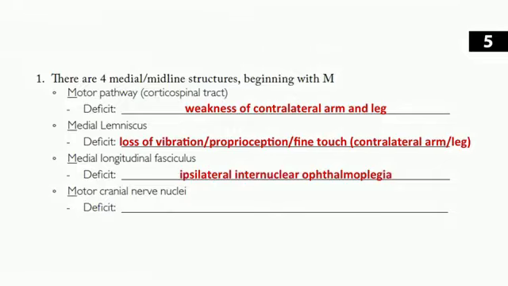And then the last medial structures are the motor cranial nerve nuclei. So this is where the 4th rule comes in. So which motor cranial nerve nuclei are located medially? Again, it's the ones that divide into 12. Cranial nerves 3, 4, 6, and 12. So a lesion here could potentially cause ipsilateral defects of cranial nerves 3, 4, 6, and 12, depending on what level of the brainstem is affected. So those are the medial structures.